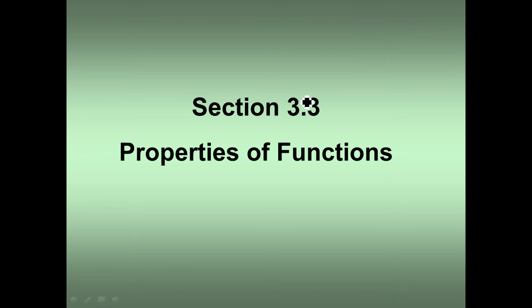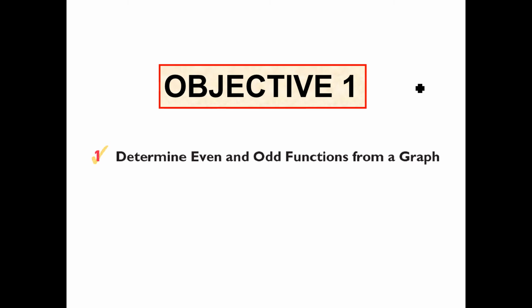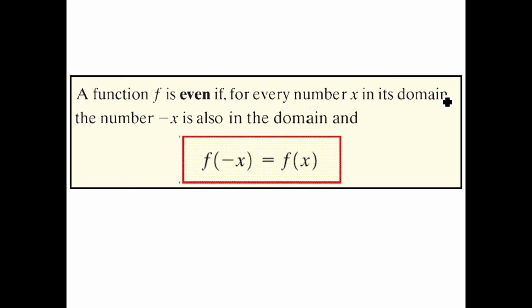Let's get started here with section 3.3, properties of functions, and a few objectives to go through here. The first one is determining whether your function is even or odd by looking at the graph. So here's the definition. A function is even if for every number x in its domain, the number negative x is also in the domain. So let's think about what that means.